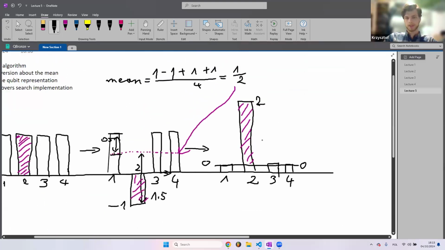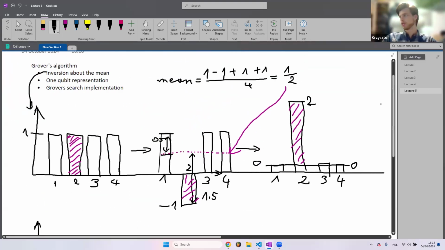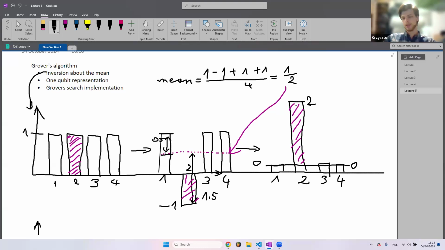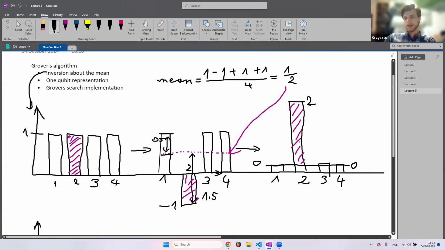A very important thing to notice in those notebooks is that it's not always amplified. Depending on how many steps you apply to this game, the value of the marked element can be amplified.